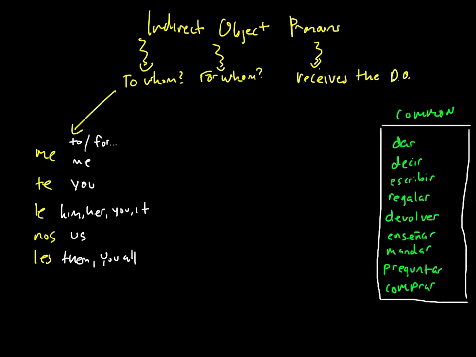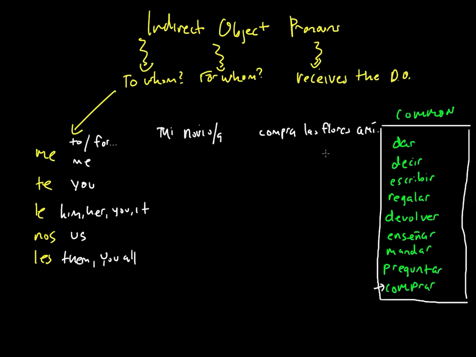Now let's write a few examples. So in this first example, I'm going to use the verb over here, comprar. Okay, so I'm going to write mi novio or novia compra las flores a mí. Okay, so maybe your boyfriend or your girlfriend is romantic and they buy you flowers.